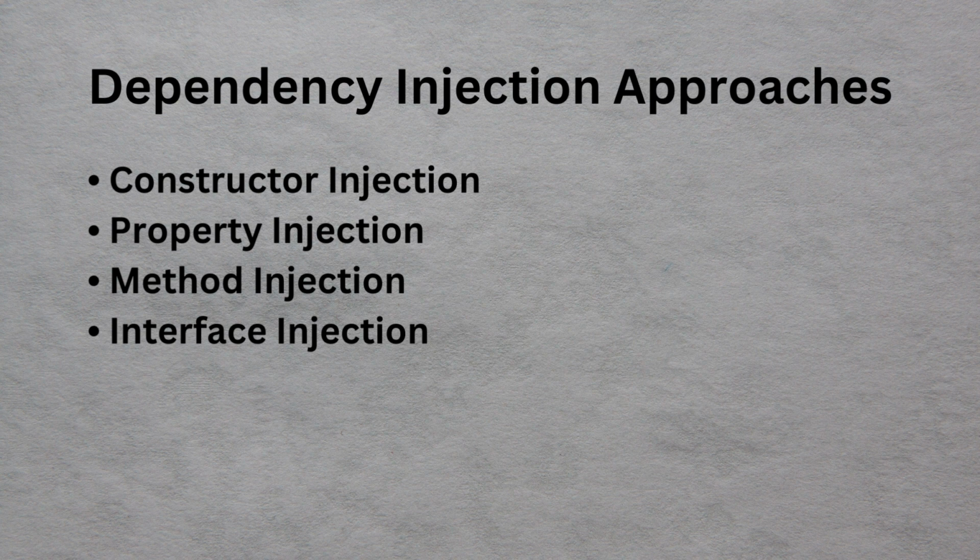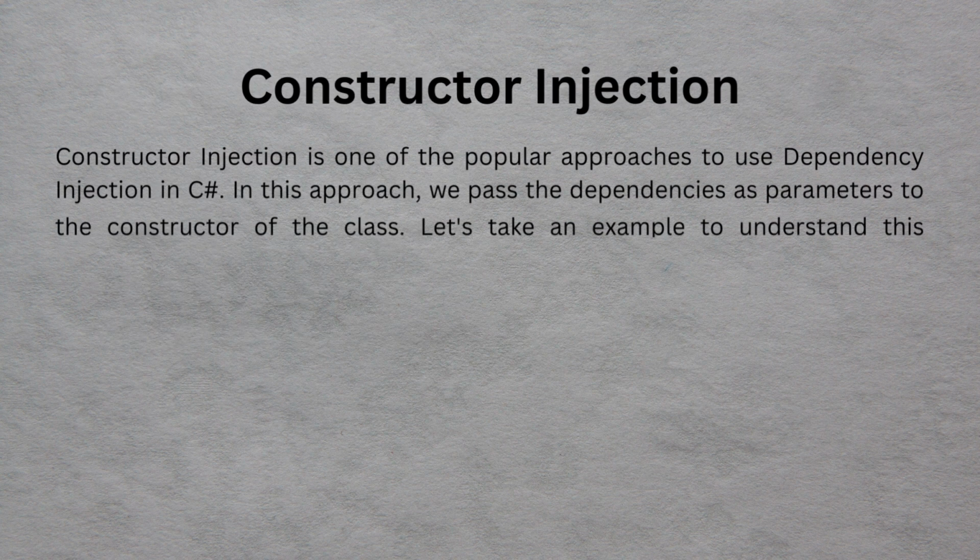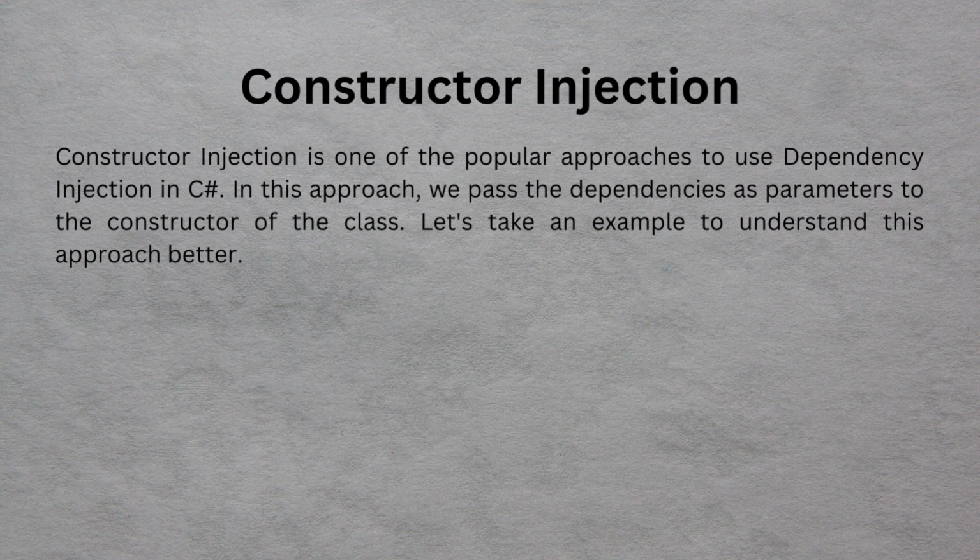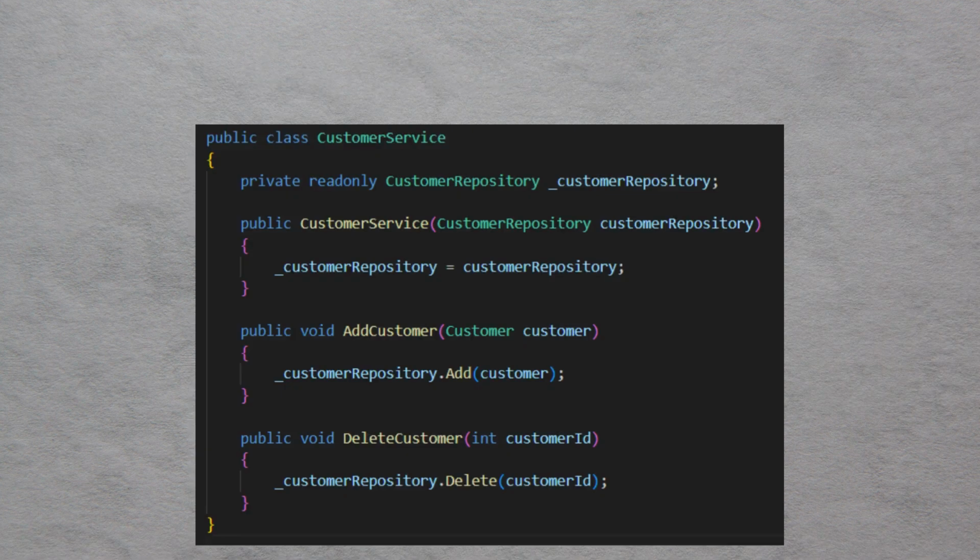We will discuss some of the popular approaches. Constructor injection. Constructor injection is one of the popular approaches to use dependency injection in C#. In this approach, we pass the dependencies as parameters to the constructor of the class. Let's take an example to understand this approach better.